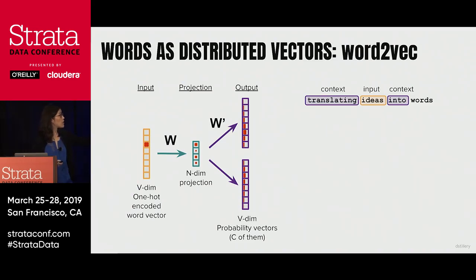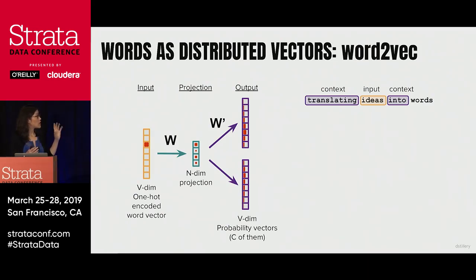So if you think of a piece of text, the model takes an input word and then tries to predict the context words that surround that word. So let's look a little bit in more detail at what this model is doing.